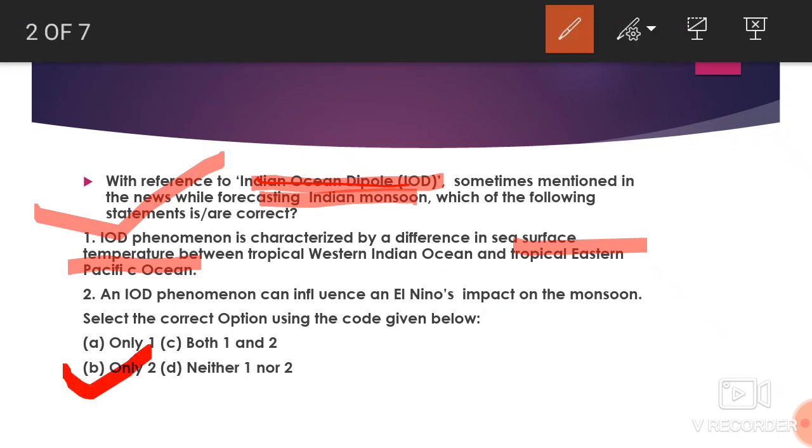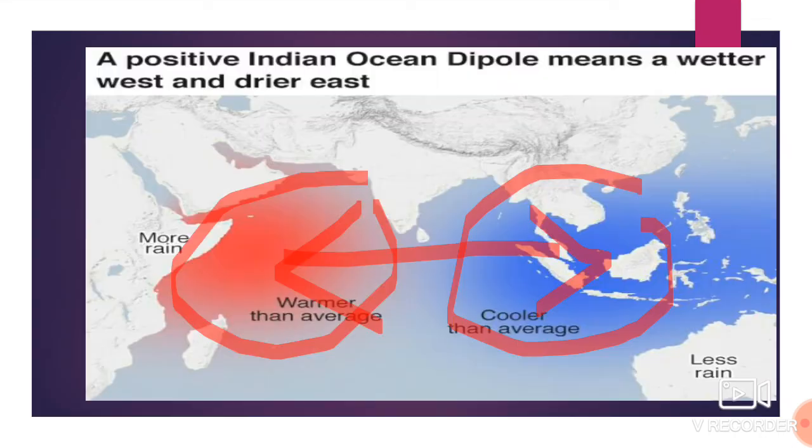B is our answer. And I have even taken a picture from a newspaper cutting. The heading given in the newspaper is: a positive Indian Ocean Dipole means a wetter west and drier east. It means the western part will get more rainfall, and the eastern part of the ocean will get drier. There will be drought-like situations.